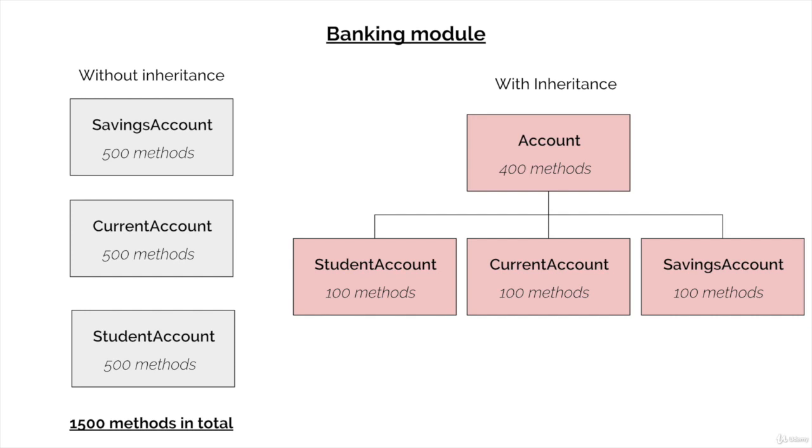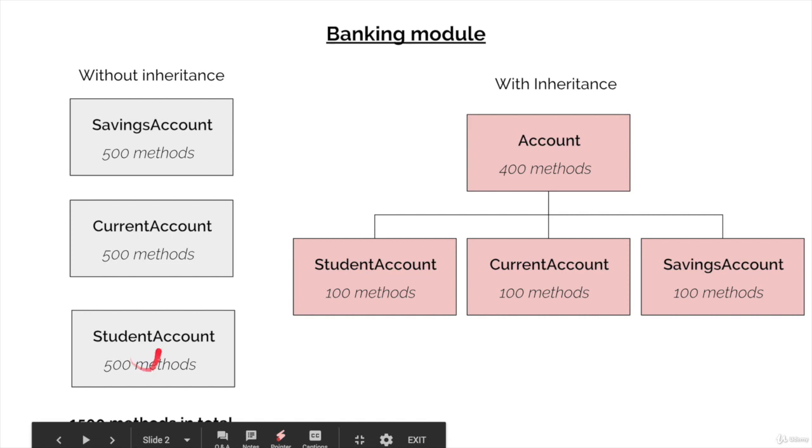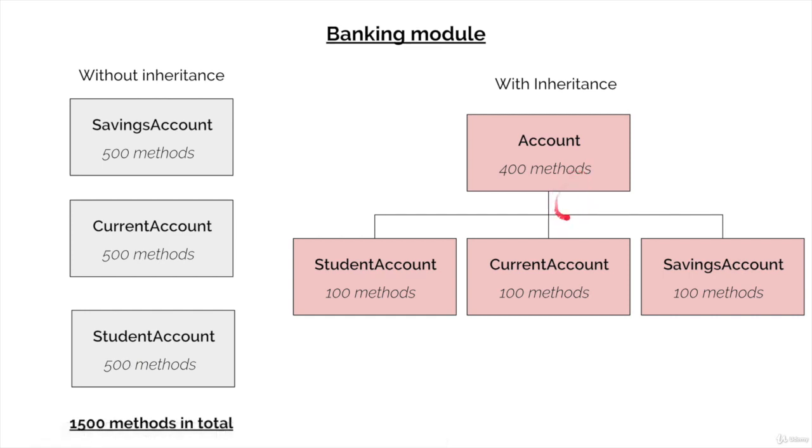you have to create the senior citizen account again, the fourth account, and define all the methods again, like withdraw, deposit, validate user, everything. But with inheritance, you can just create the senior citizen account class and extend it from the account class, which has all the common methods. Since the account class has all the common methods, they'll be available by default in the senior citizen account. So you don't have to rewrite them, and it promotes reusability and simplifies your code.